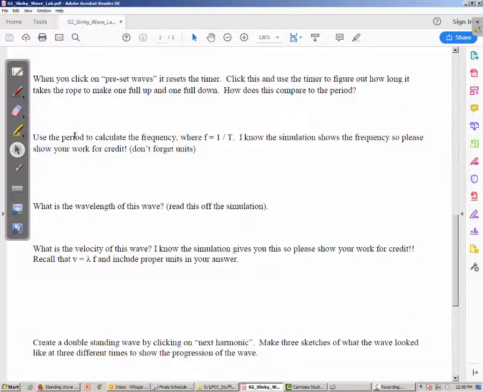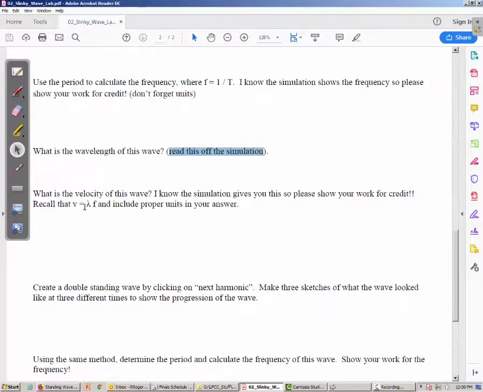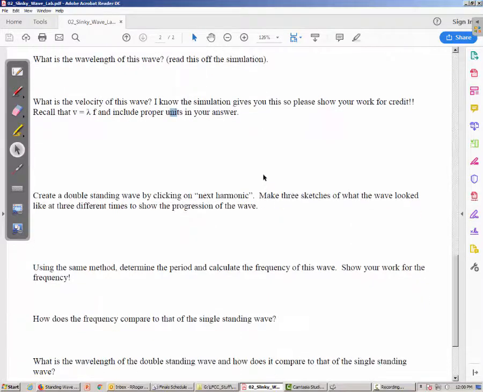Right down here is where we're going to start doing some of the calculations. Remember, when we calculate the frequency, it's 1 divided by the period. I know what it tells you, but please do show me your work so that I know you know what's going on. Just read the wavelength off of the simulation and get a little bit of practice using this equation right here that says speed is equal to wavelength multiplied by frequency. Please do include the units, and the simulation gives you something to check yourself.